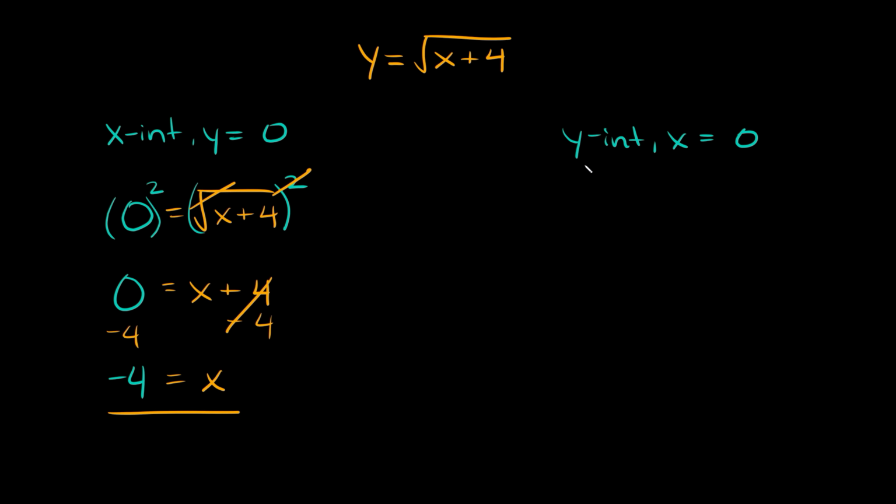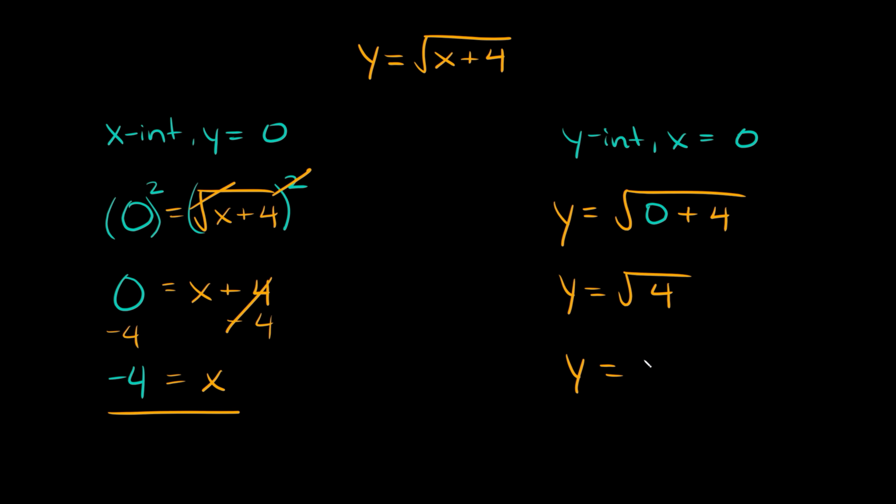Now in order to find the y-intercept, again, we just need to plug in a 0 for x. So here we're going to get that y is equal to the square root of 0 plus 4. So we get that y is equal to the square root of 4, so y is equal to 2. This one was a lot easier to solve, thank goodness. So that just means, again, that this equation hits the y-axis at +2.